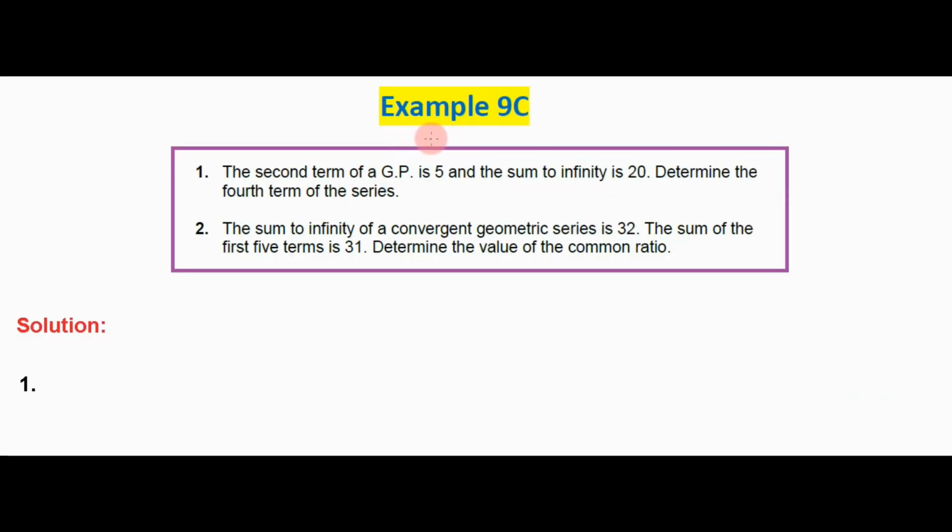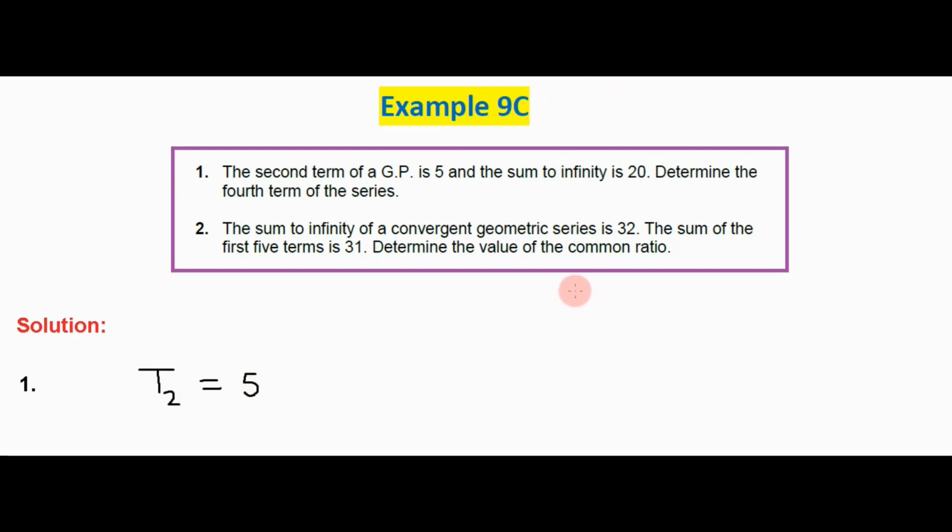Example 9c deals with simultaneous equations in the context of infinite geometric series. In the first question it says, the second term of a GP is 5 and the sum to infinity is 20. Determine the fourth term of the series. Our first step is going to be to write the information given as equations. It says the second term of a GP is 5. So we can write that t sub 2 equals 5.